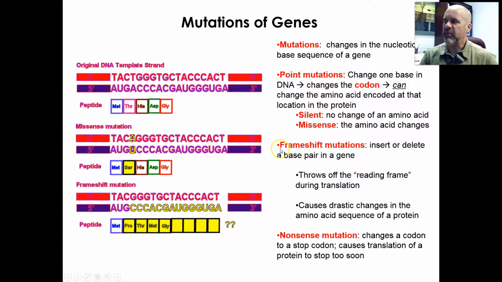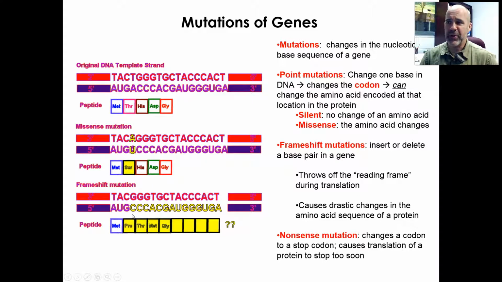All right, then another type of mutation is a frame shift mutation. And this is a more dramatic type of mutation. And so take a look at what's happened here. On our original version of the gene, we have TAC-TGGG. Down here you have TAC-GGG. So that TA right there was knocked out.